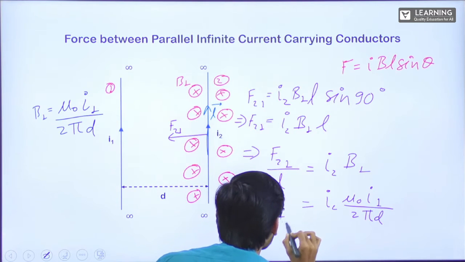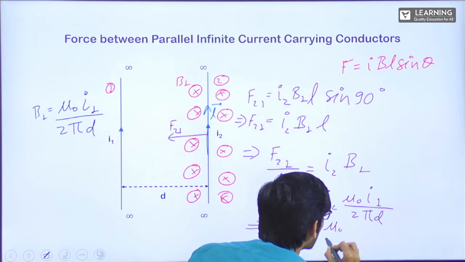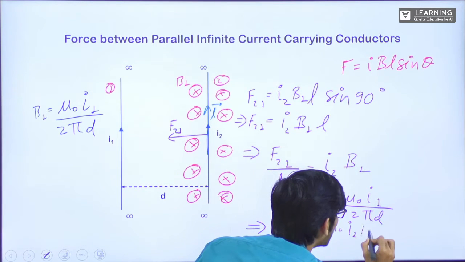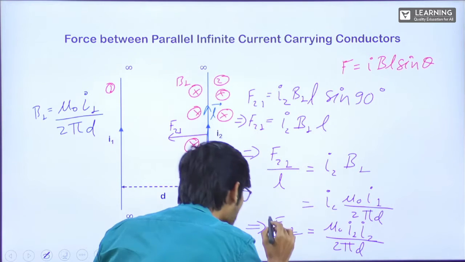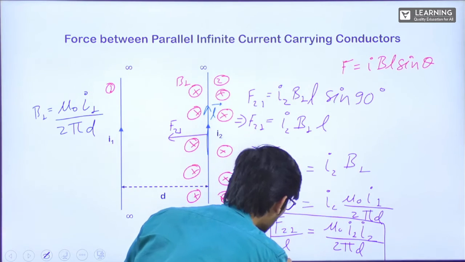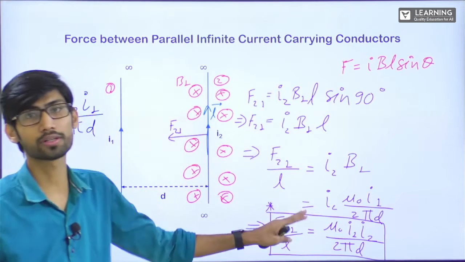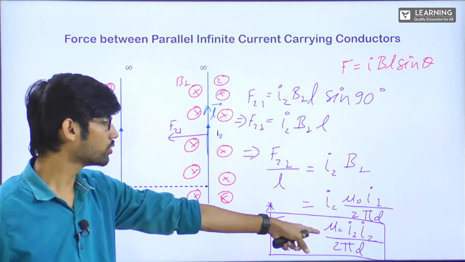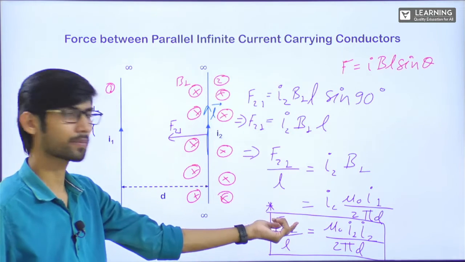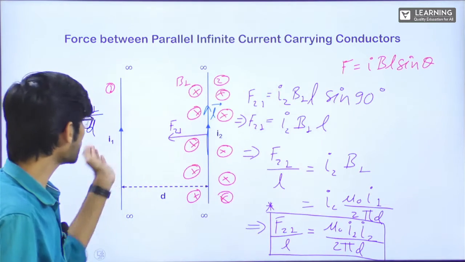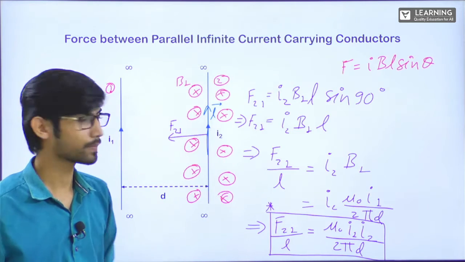So force on 2 due to 1 per unit length is equal to mu naught I1 I2 upon 2 pi d. Again, this formula is very important from board's point of view. You will definitely get a question from this. All right, mu naught I1 I2 upon 2 pi d. Very easy to learn it. Mu naught upon 2 pi will be the constant, and then the product of the currents divided by the separation.